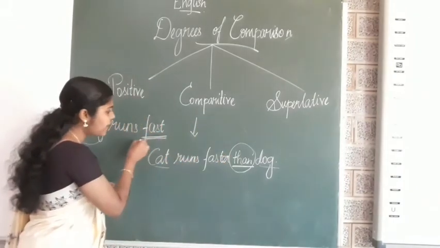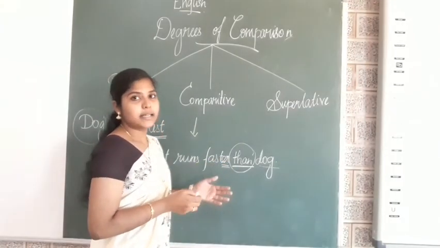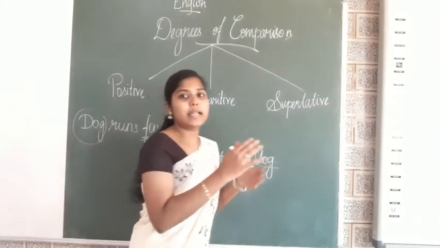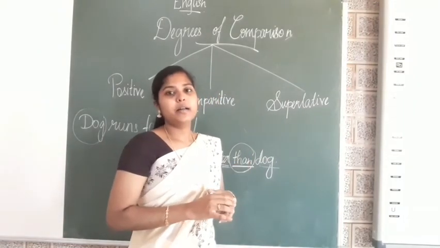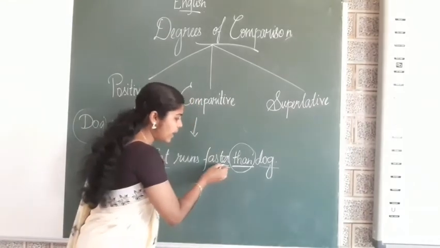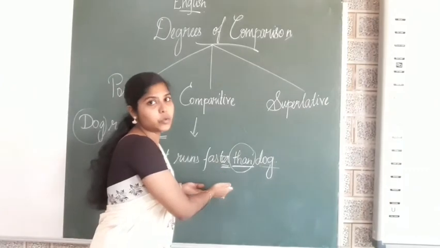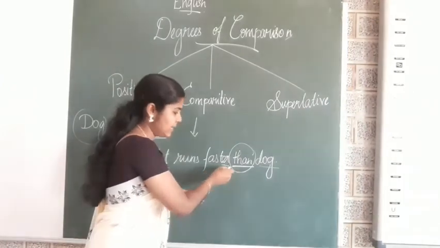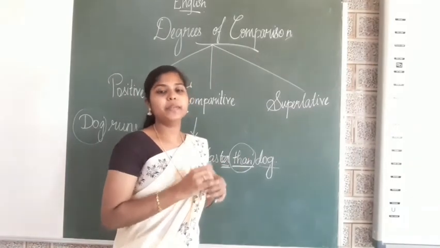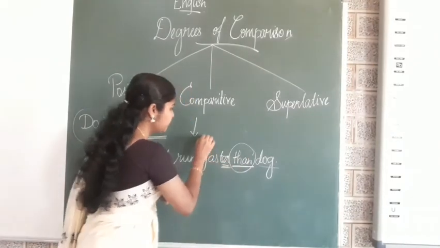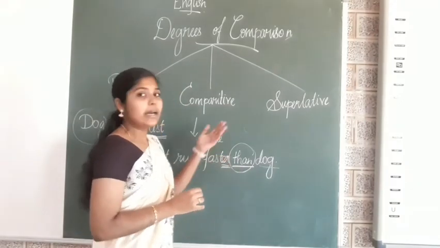Then, fast. Here we are adding er. Faster. Large, larger, largest. Fast, faster, fastest. Actually, this er, if the adjective is one or two syllables, then we can add er. If the adjective has more than two syllables, then we should use more. Okay. Let's see it in another example.